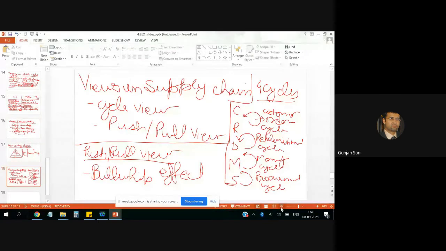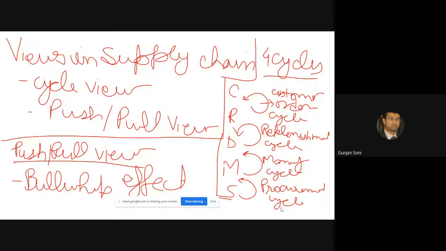So what we've done today is that we talked about the two views in supply chain. There is a cycle view, and there is a push and pull view. There are four basic cycles in the cycle view: the customer order cycle, the replenishment cycle, the manufacturing cycle, and the procurement cycle. So if a manufacturer has to know who is responsible for a certain activity in the supply chain, you can come to these four cycles and find out which cycle the activity belongs to, and then you can find out who is responsible for it.